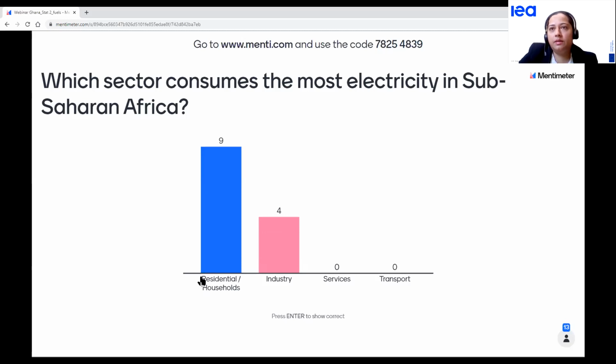So here again, most of you got it right. In sub-Saharan Africa, it's the residential sector that consumes the most electricity. So that was the last Menti question. And now let's move to the presentation.